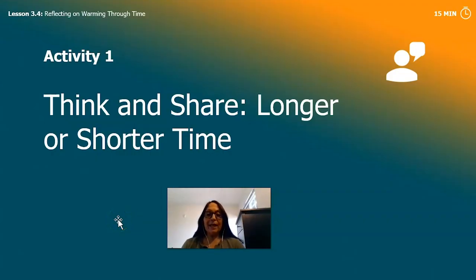So in our first activity, we're going to think and share. Yes, you can share with me, you can share with a stuffy, you can share with a family member. So we're going to think and share about the word longer and shorter. Longer time and shorter time. Okay, that's what we're going to be thinking about. Longer and shorter.